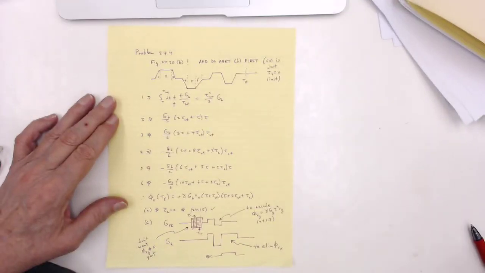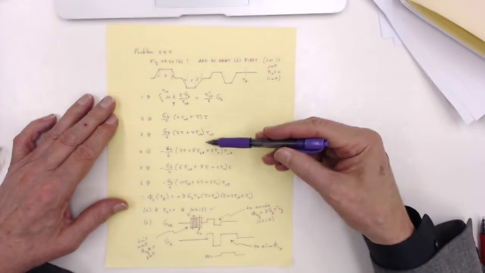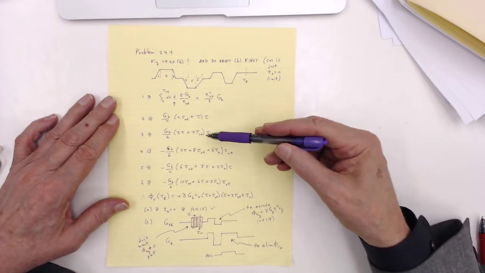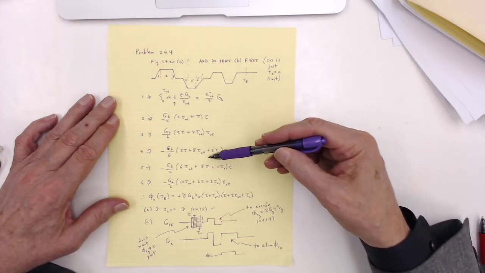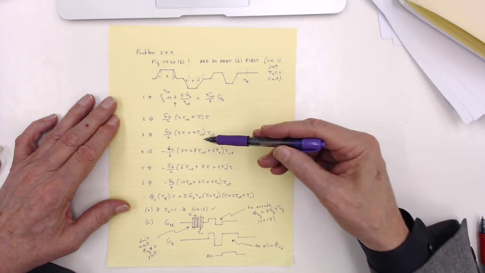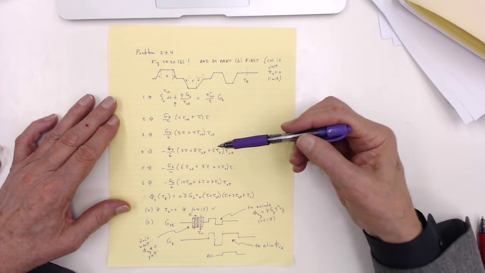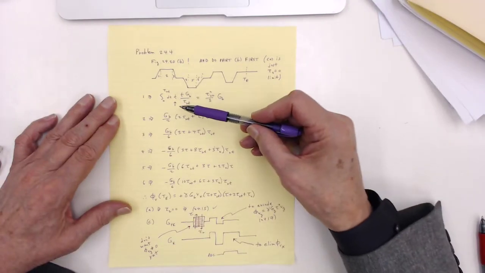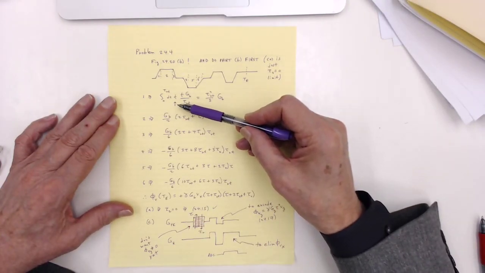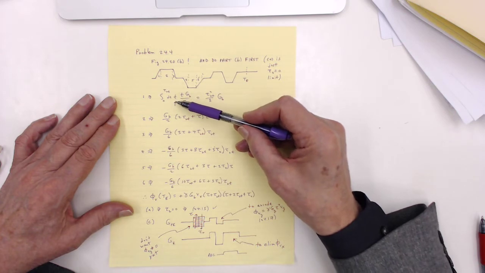This is video help for problem 24.4. There's a lot of little straightforward but long calculations here, so I'd like to give you answers for you to try to match against. I'm looking at the phase generated, the phase change generated by the velocity.